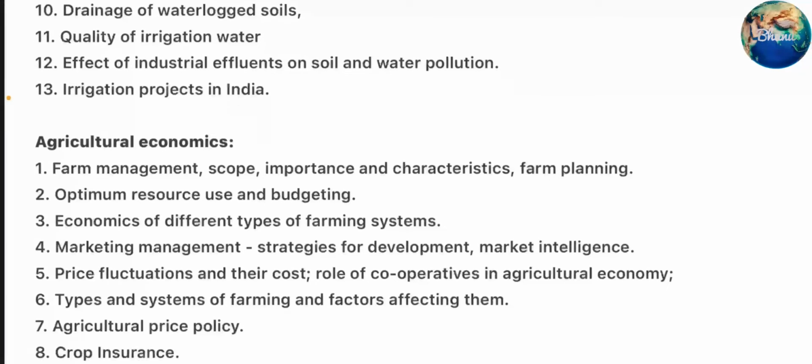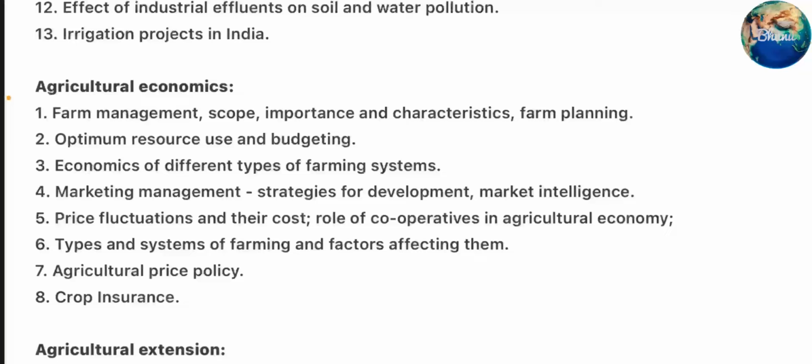Next, agriculture economics. Farm management: scope, importance, characteristics, farm planning, optimum resource use and budgeting, economics of different types of farming systems, marketing management, strategies for development, market intelligence, price fluctuations and their cost, role of cooperatives in agriculture economy, types and systems of farming and factors affecting them, agriculture price policy, crop insurance.